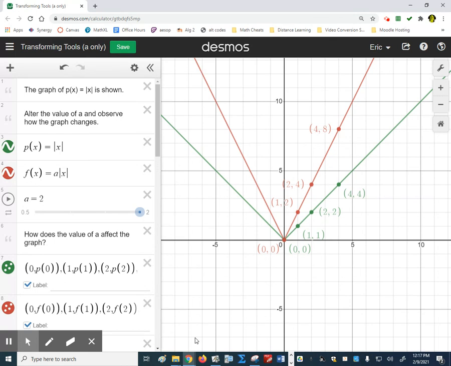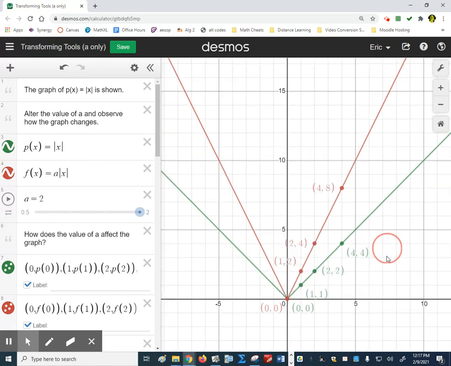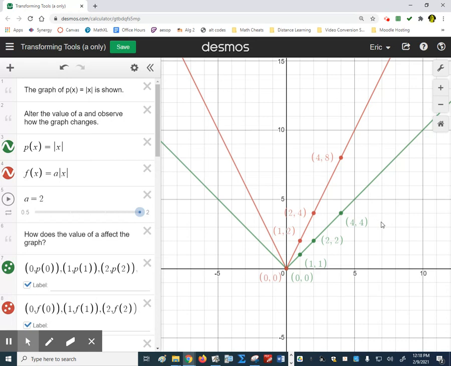What did it do? When I multiplied the function by 2, look at all the x coordinates. The x coordinates of these points that line up vertically, they all stayed the same, didn't they? But look at the y coordinates. Started at 0, ended at 0. Started at 1, ended at 2. My original y coordinate was 2. I ended up with 4. Original was 4. I ended up with 8. What did I do to all of the y coordinates when I multiplied the function by 2?